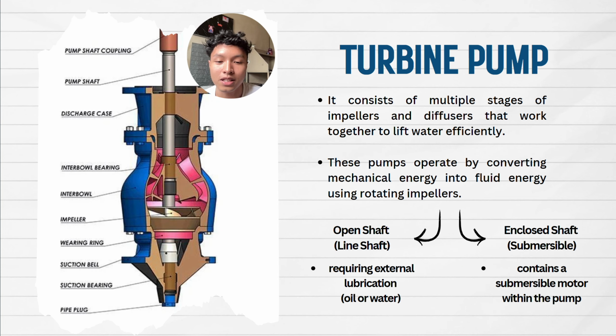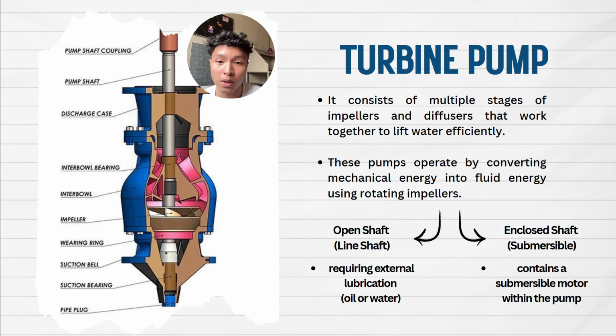So my name is Muhammad Hazziq bin Muhammad Usani and my matrix number is 222405 and I'll be explaining about the turbine pump, which is the vertical turbine pump. A turbine pump is a type of centrifugal pump specifically designed to transport water from deep sources such as wells, reservoirs, or sumps, and it consists of multiple stages of impellers and diffusers that work together to lift water efficiently.